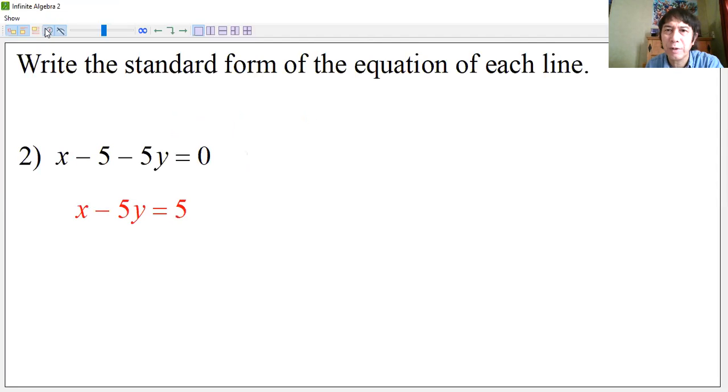That's x minus 5y equals 5. There. Okay, so we shall continue with the next number. It's number 3. 1 minus 4y equals x. Okay, 1 minus 4y equals x. We shall do that in the other screen.